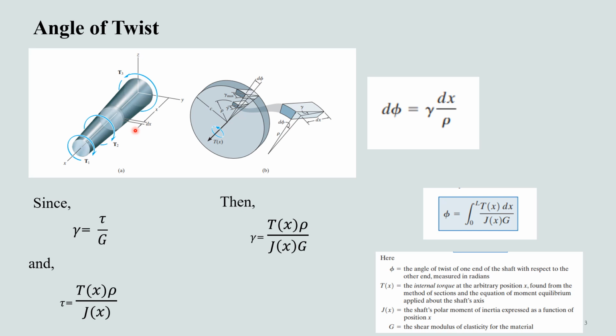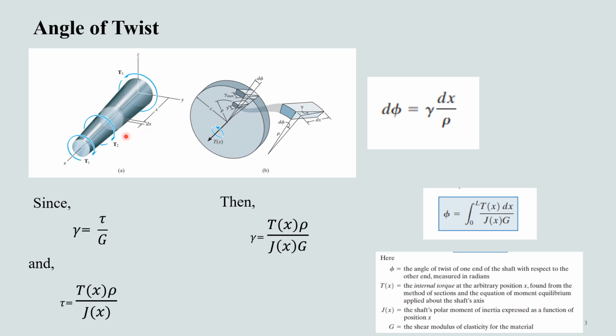We will neglect the localized deformations that occur at points of application of the torques and where the cross section changes abruptly. By St. Venant's principle, these effects occur within small regions of the shaft's length and generally they have only a slight effect on the final result.